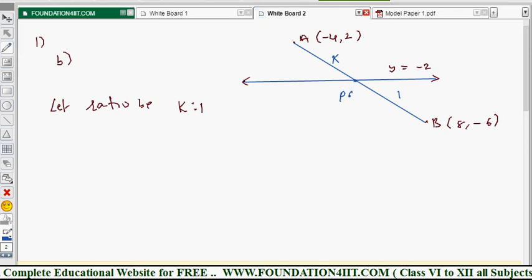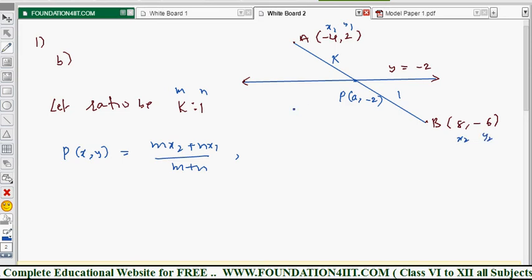Y value is minus 2, which means the x value is some a and minus 2. Then you can find the coordinates of the point P. If you apply the formula, P of x comma y is equal to (mx2 + nx1) by (m + n). M and n are the ratio. This is m and this is n, and the points are x1 y1 and x2 y2.